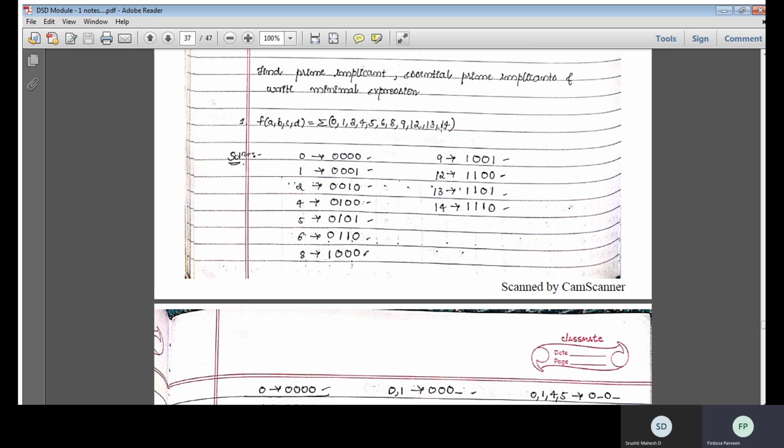So the corresponding binary numbers have been written here. These are the decimal numbers. So 0 indicates 0, 0, 0, 0, then 1, 2, 4, whatever is there in the question, the same thing will be written here in binary numbers.